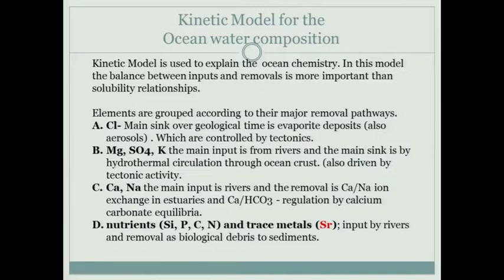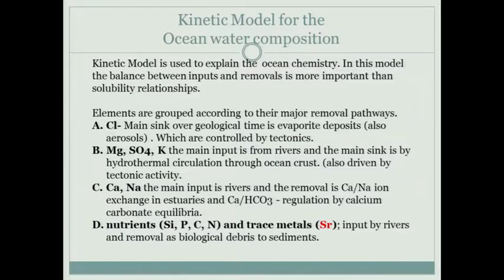Why? Because tectonics create basins, shallow basins, in which evaporites can be formed. Magnesium, sulfur, and potassium, the main input is through rivers. And again, they sink in hydrothermal circulation through ocean crust, and so it's also driven by tectonic activity. Calcium and sodium are more complicated, and the main input is rivers, and the removal is through calcium to sodium ion exchange, and calcium to bicarbonate regulation by calcium precipitation, which means this happens in the ocean itself.